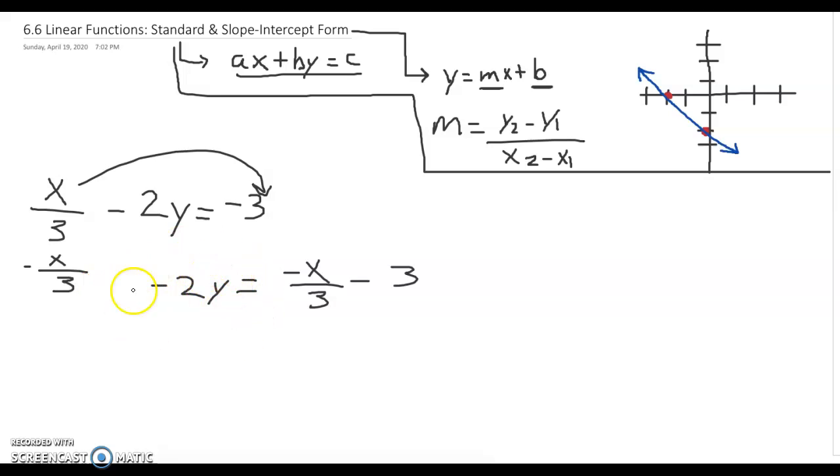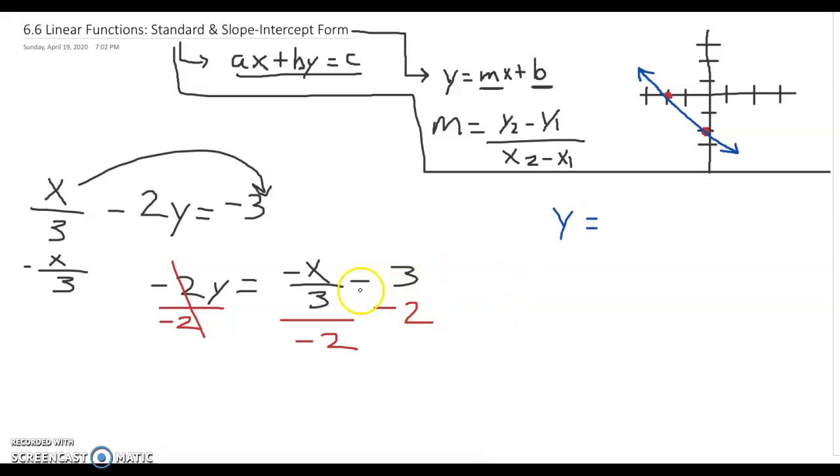Excuse me, we've got to get rid of the 2 from the y. How do we do that? We're going to divide by negative 2. This is going to cancel itself out. So we're going to divide by negative 2 and divide by negative 2. Over here, I'll write our answer. We will now have y.